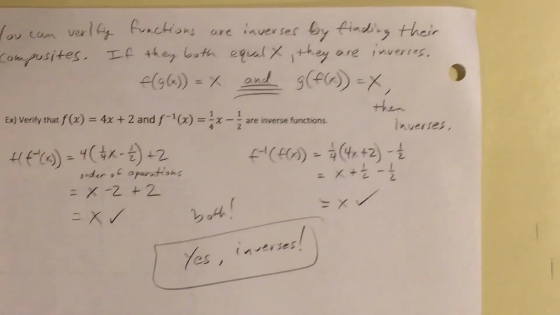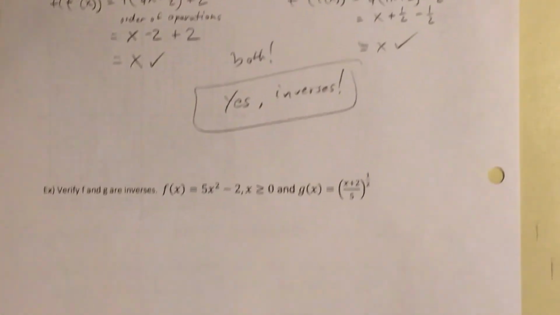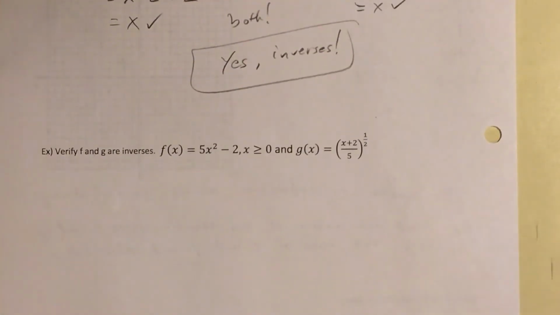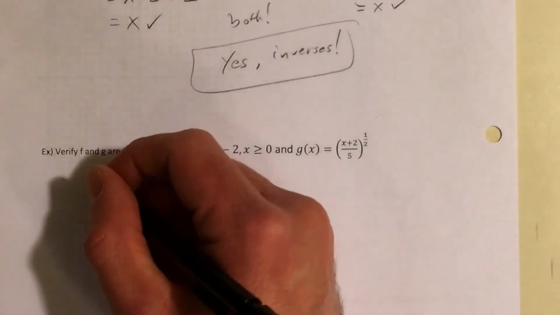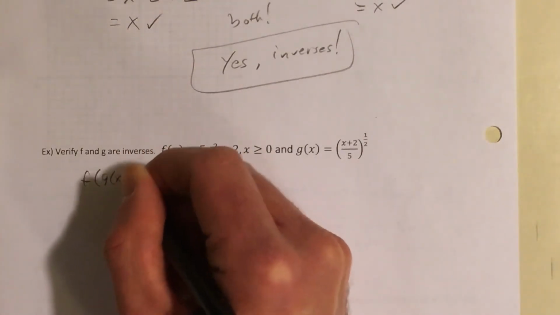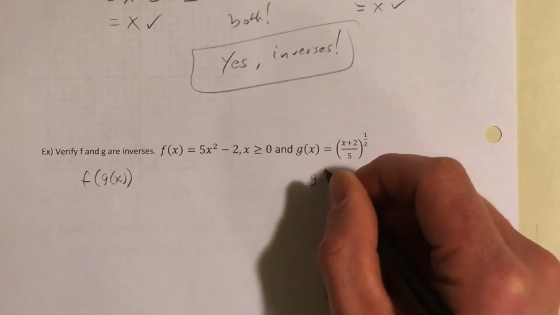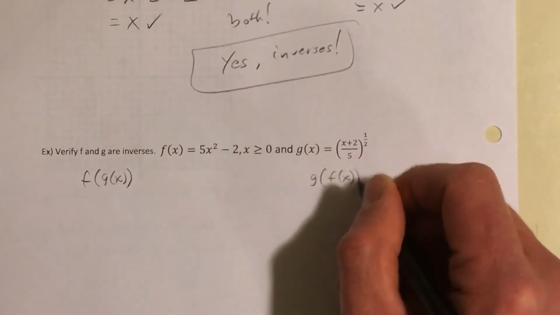All right, let's move on to another example. Verify that f and g are inverses. So we're going to find f of g of x. We're going to do g of f of x.